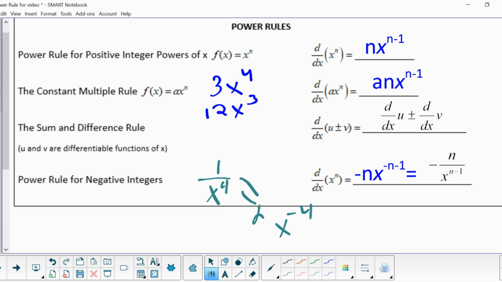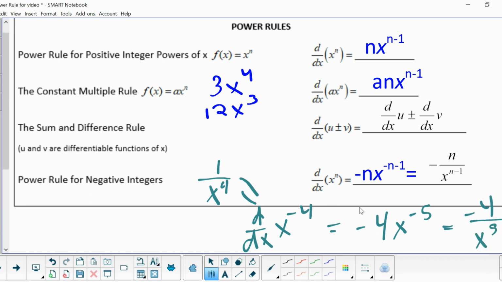And then when you take the derivative of that, the negative 4 comes out front. So negative 4 x to the, and then be careful, negative 4 becomes negative 5 when you subtract. So that would be written in this form. But then you could also then write it as negative 4 over x to the 5th.